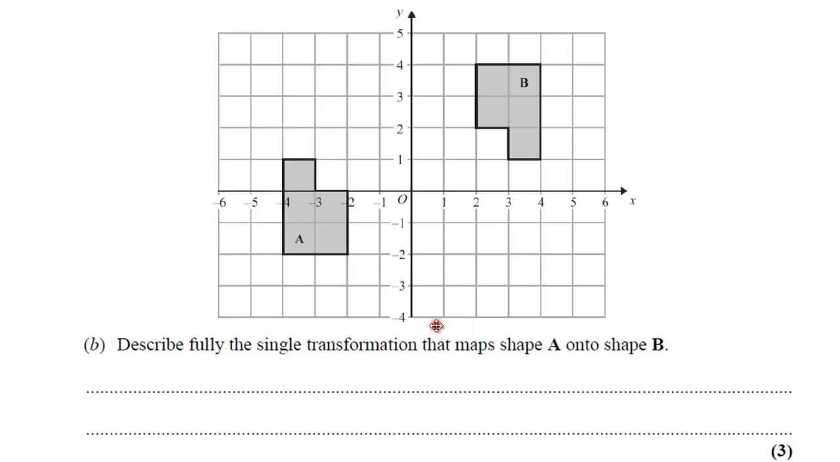Okay, let's look at part B. In part B, it says describe fully the single transformation that maps shape A onto shape B. So we want to describe fully, every aspect of the one transformation. It's going to be either an enlargement, a rotation, a reflection or a translation. I need to decide which one of them takes us from A to B. Looking at this, you should be able to recognize that it is going to be a rotation.